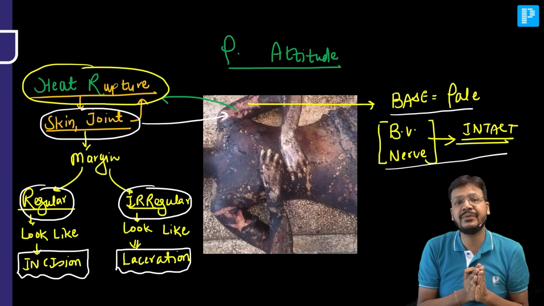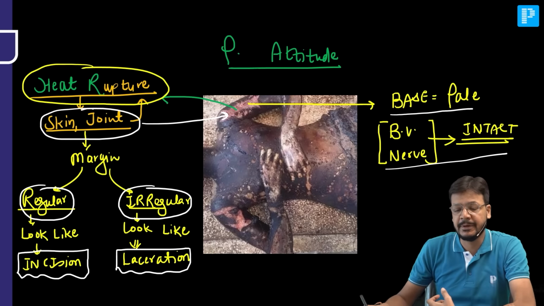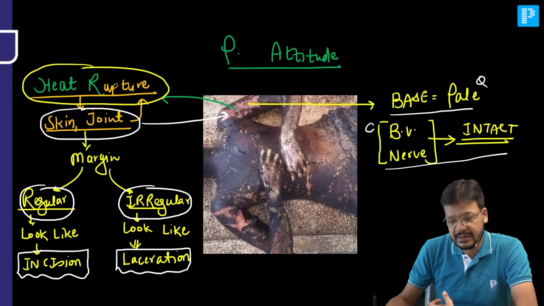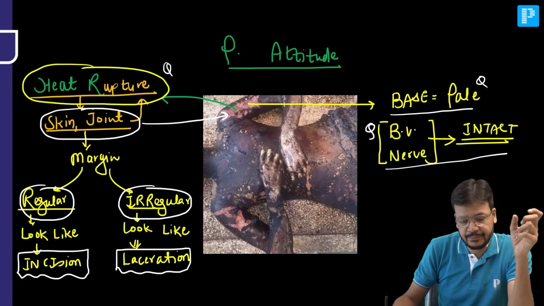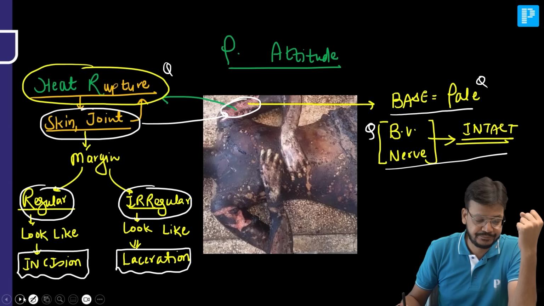But sir, how to identify this? Here the base is pale, first question, and the blood vessels and nerves are intact, which is not seen in laceration. So this very, very important finding is heat rupture. This is the rupture which is known as heat rupture.